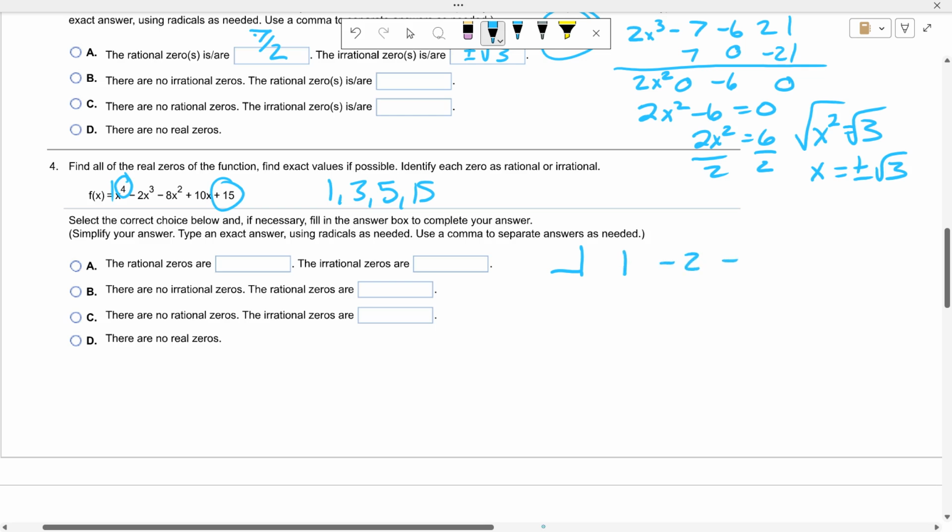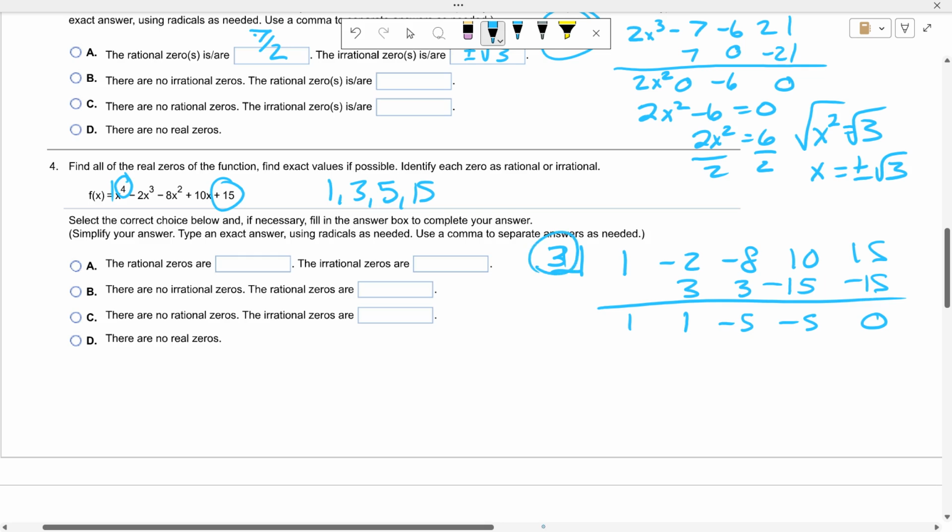So 1, -2, -8, 10, and 15. So we go 1, 1, 1, -1, -1, -9, -9, only gets us 1, doesn't get us there. So then let's try 3. 3, 1, 3, -5, 15, -15, -5, -15, 0. Hey, it worked. So 3 is a root.